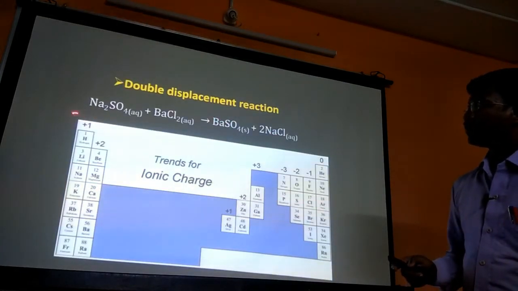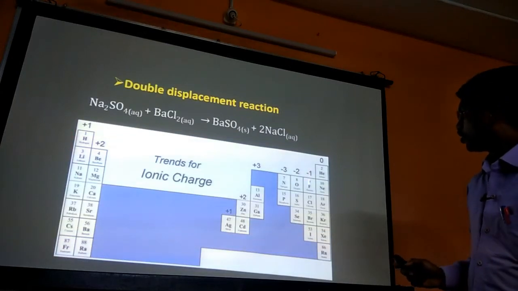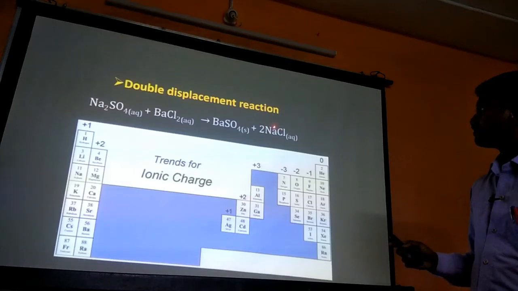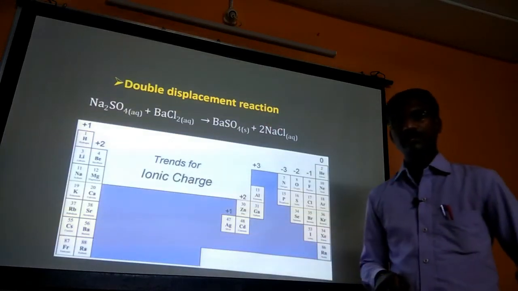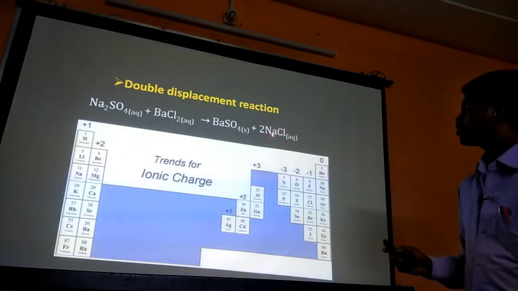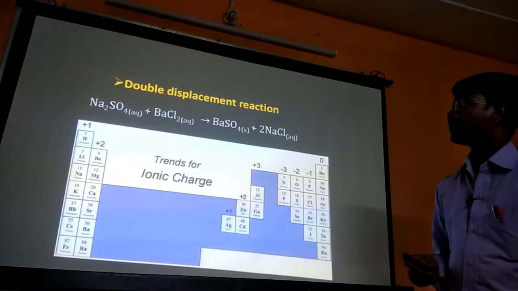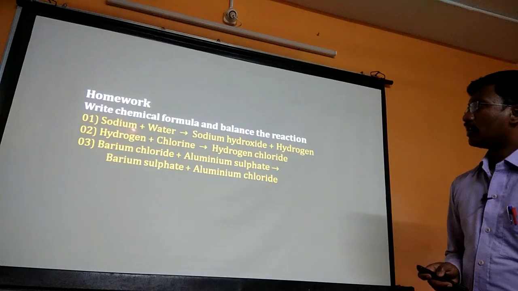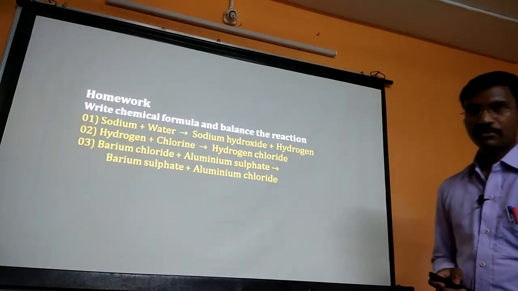NaCl: Na carries plus 1 charge, it belongs to the first group. Chlorine belongs to the 17th group, it carries minus 1. Plus 1, minus 1, they cancel each other. Therefore, the formula is sodium chloride. It is called common salt. Based on this, I hope you have understood these 4 types of chemical reactions.